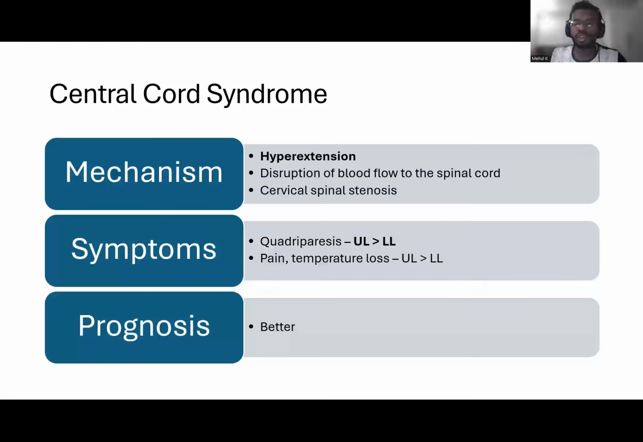Central cord syndrome, on the other hand, is due to hyperextension injury. So all of the hyperextension injuries that I mentioned earlier can lead to central cord syndrome. And what you have to remember here is that the fibers for your upper limb are located more medially in the spinal cord than your lower limb. So your upper limb tends to be affected more than the lower limb in central cord syndrome.